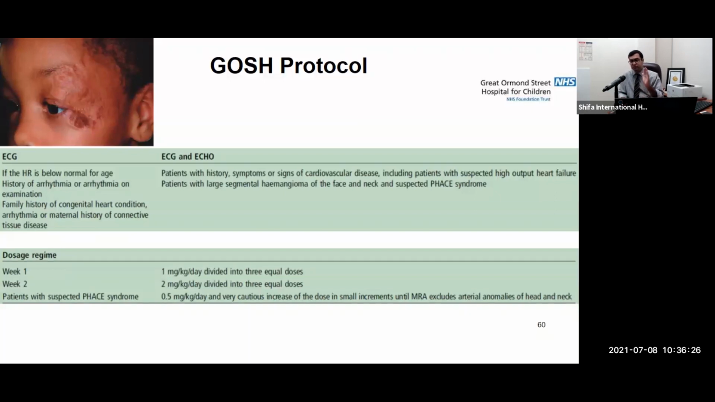With PHACES syndrome, start cautiously. Be slow. There is no need to jump up quickly and give them higher doses to give them side effects. Give small doses until MRA excludes arterial malformation of head and neck. If MRA is not available in your center and you suspect segmental hemangioma, please don't start propranolol. Refer them to the bigger center, tertiary hospital, and write down clearly in your referral letter or discharge summary that MRA is needed because of the worry about PHACES syndrome.